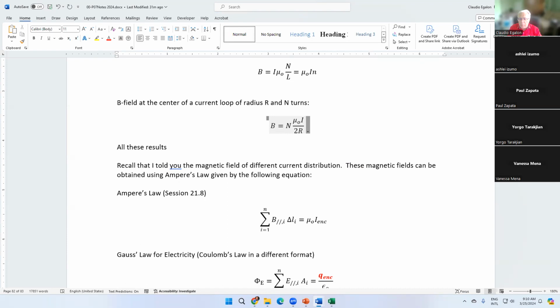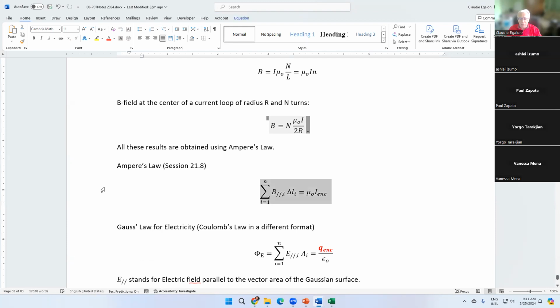All these results are obtained using Ampere's law. And Ampere's law is the following. That was Ampere's law. It's kind of similar to Gauss's law for electricity. The only difference is that for Gauss's law we have an area, while here, instead of an area, we have a path.